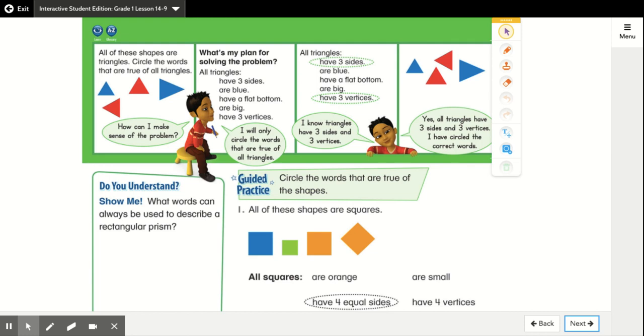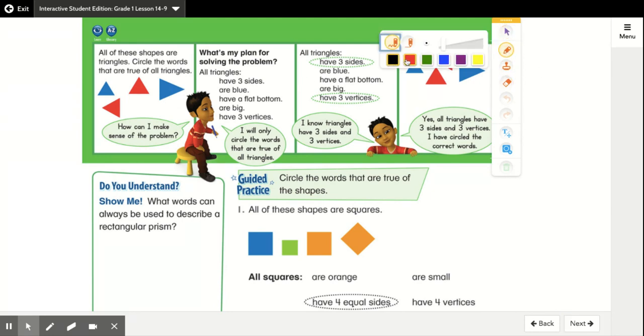Hey friends, for lesson 14-9, we are going to tell what is true and what is not true about shapes. So remember, we always take a look at the attributes of shapes, never the size, color, or the way they're positioned. So let's just take a look here at the triangles.